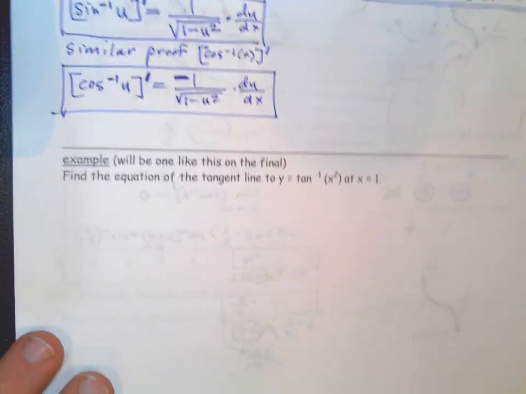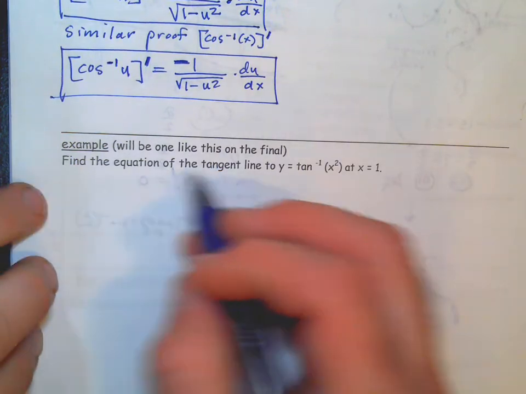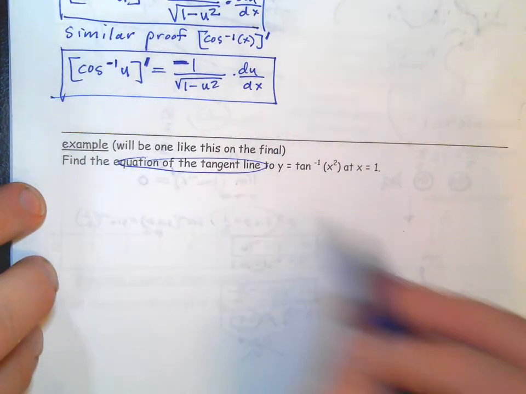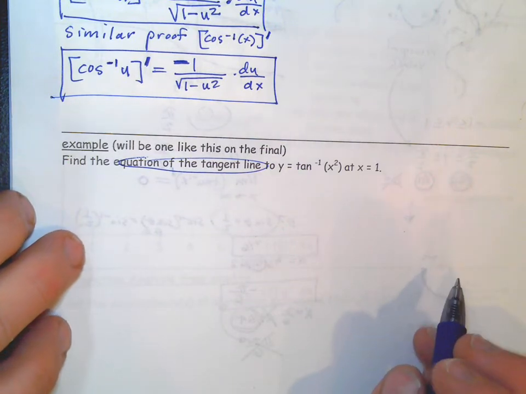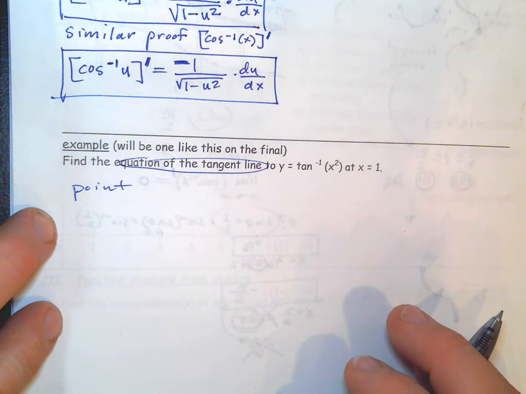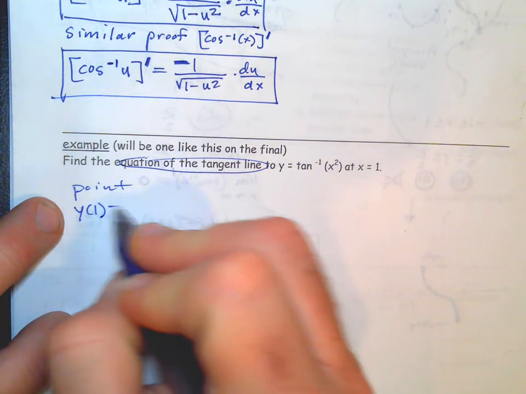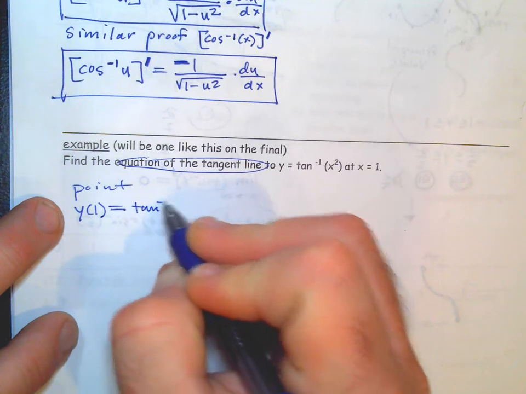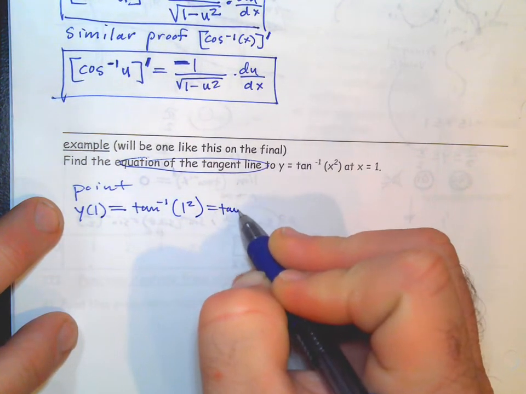Okay. Now, just as one example, something that could be like on your final using one of these problems, find the equation of the tangent line. Now, finding the equation of the tangent line is an age-old question in our class. You need two things. You need a point, right? And so we're going to plug 1 in to our function. So that's going to be inverse tangent of 1.